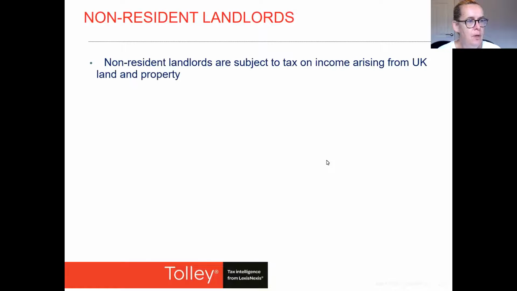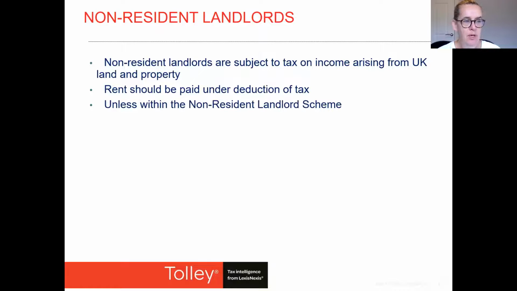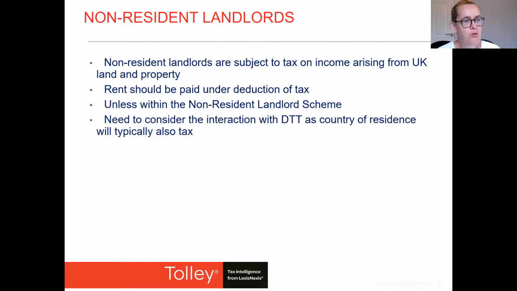Just touching on non-resident landlords. Non-resident landlords are subject to tax in the UK on income arising from UK land and property, because the source of the income is still within the UK. So rent should be paid under deduction of tax. You can sign up to the non-resident landlord scheme, in which case the rents can be paid gross, but that is predicated on the fact that the individual is going to make a tax return. And most people want to sign up under the non-resident landlord scheme. You do also need to consider the interaction with the double tax treaty with the country of residence.